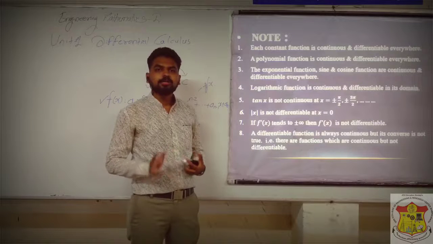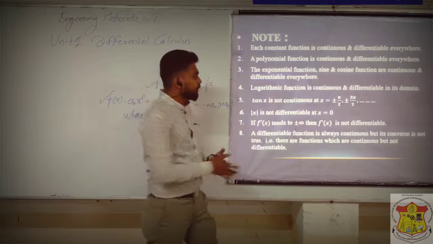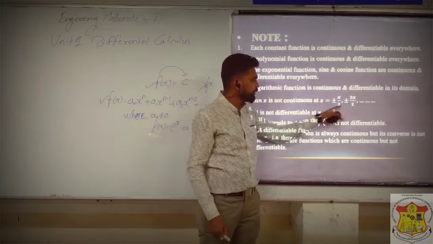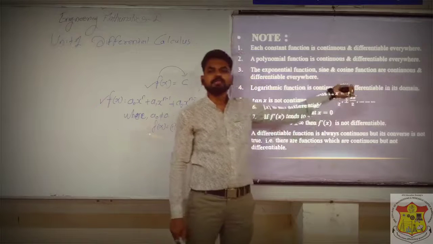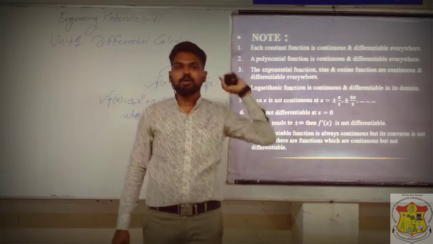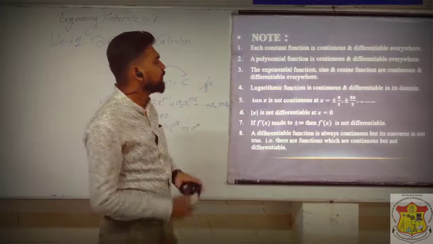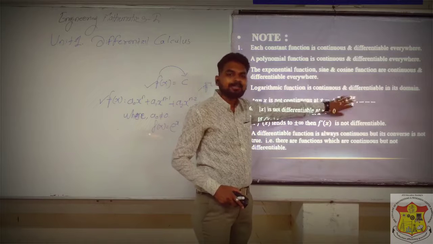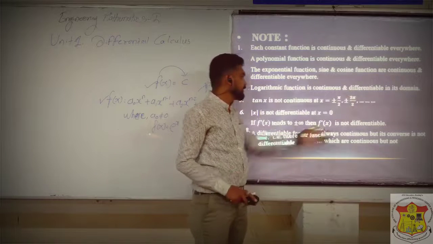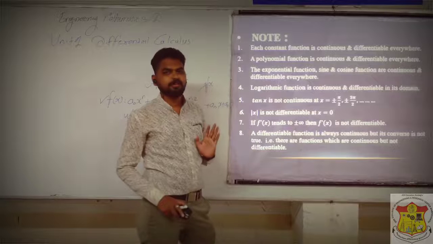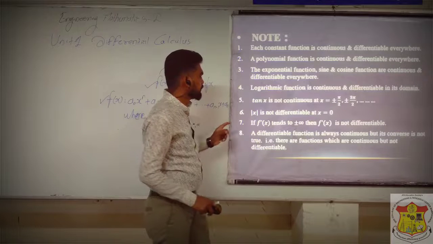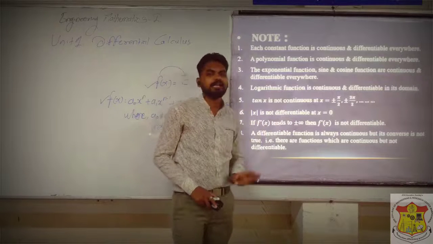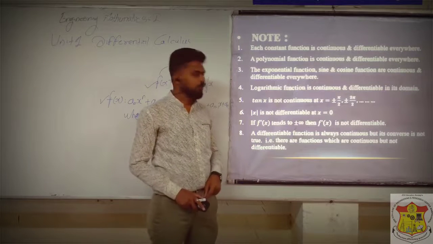But tan x is not continuous at x equal to plus minus pi by 2, plus minus 3 pi by 2, plus minus 5 pi by 2 and so on. At those particular values of x the function is not continuous. Except at these points, the function is continuous. So next, 6, mod x is not differentiable at x equal to 0.